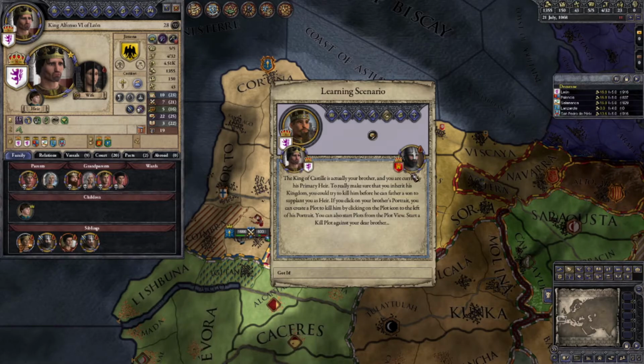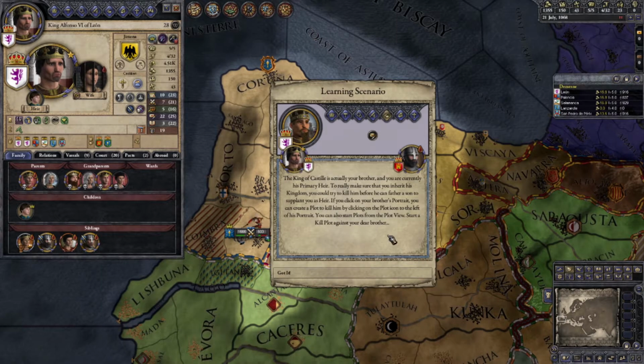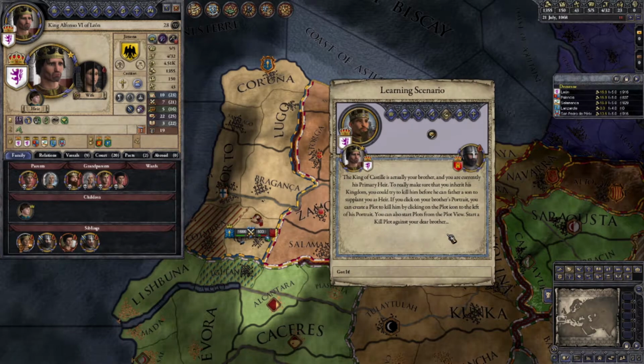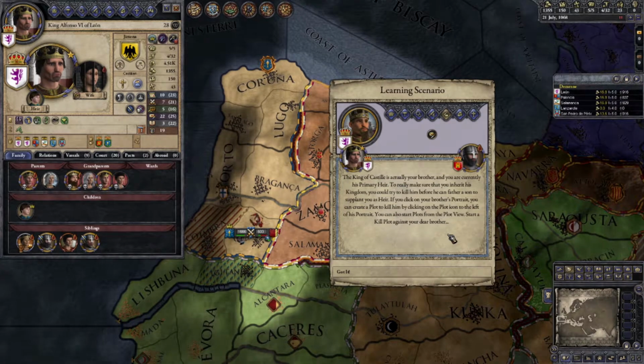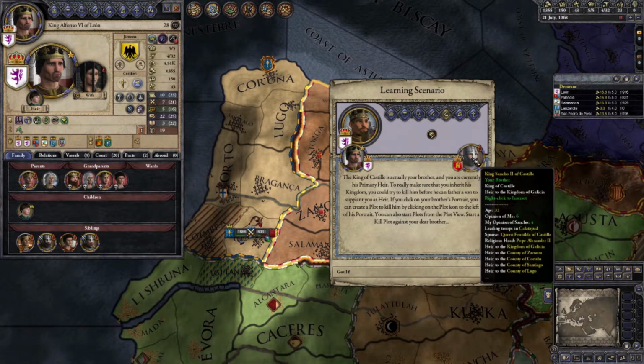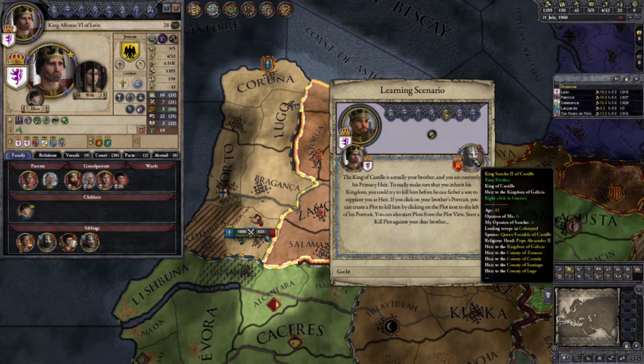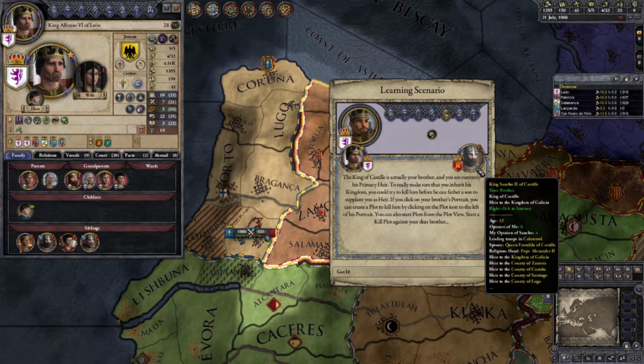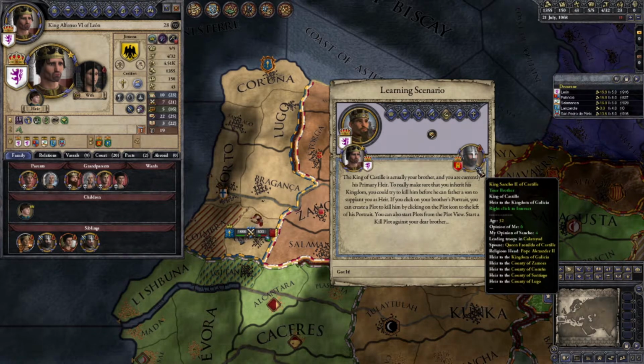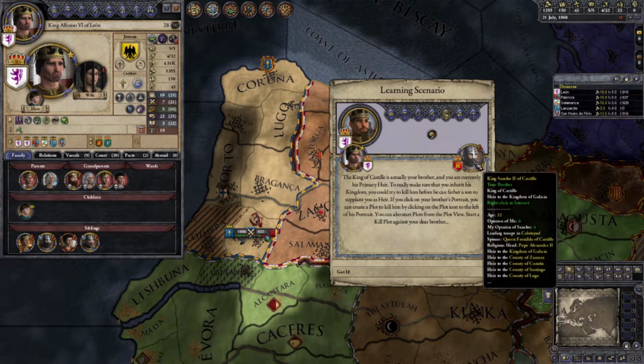If you click on your brother's portrait, you can create a plot to kill him by clicking on the plot icon to the left of his portrait. You can also start plots from the plot view. Start a plot to kill your dear brother.